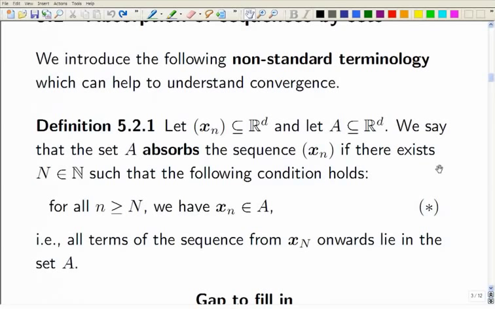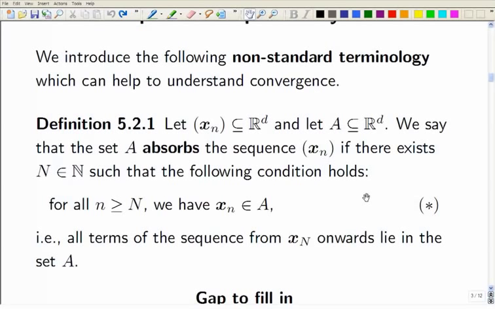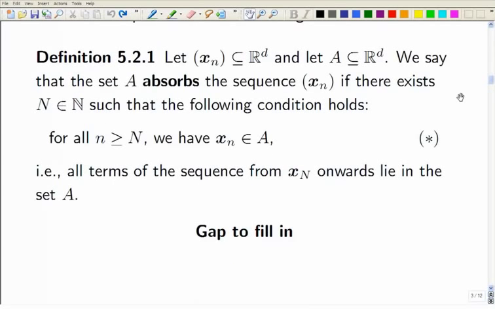So what does it mean to say that a set absorbs a sequence? Well, it means that from some term on, all terms of the sequence have got to be in the set. So the first few terms, it doesn't matter whether they're in the set or out of the set, as long as eventually the sequence gets stuck inside the set. And of course, that means it'll happen from some term onwards. So there's some big positive integer, capital N, so that for all little n greater than capital N, and of course, implicitly that means integers, little n, all the terms from that point on should be stuck inside the set A.